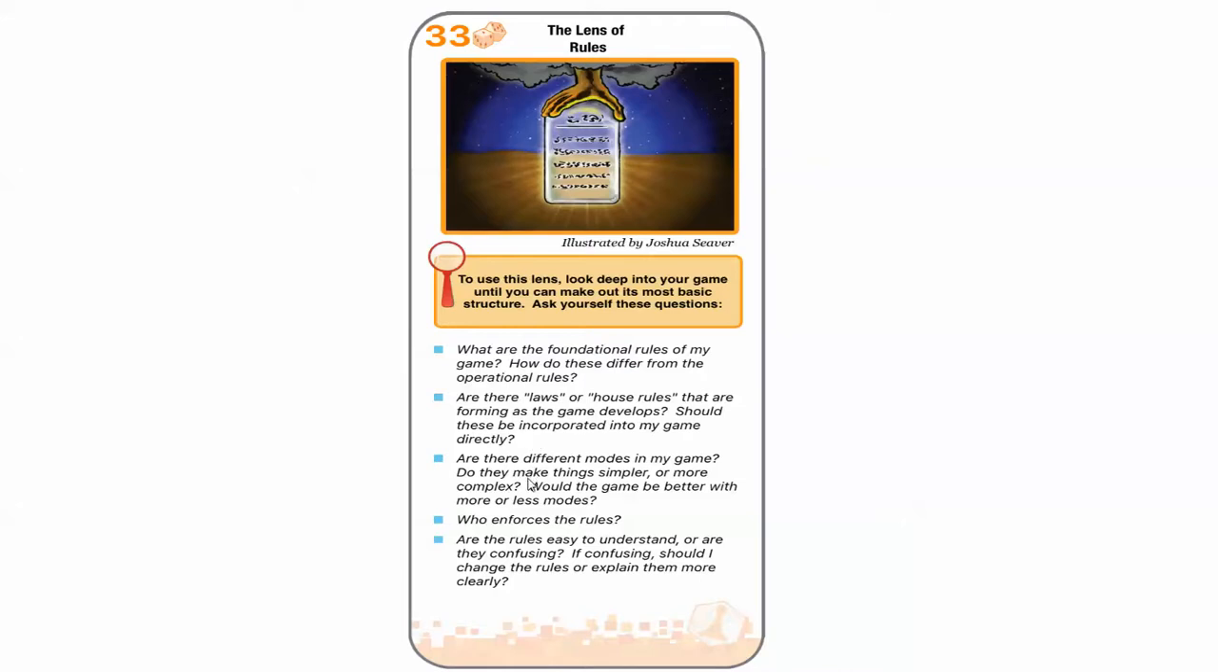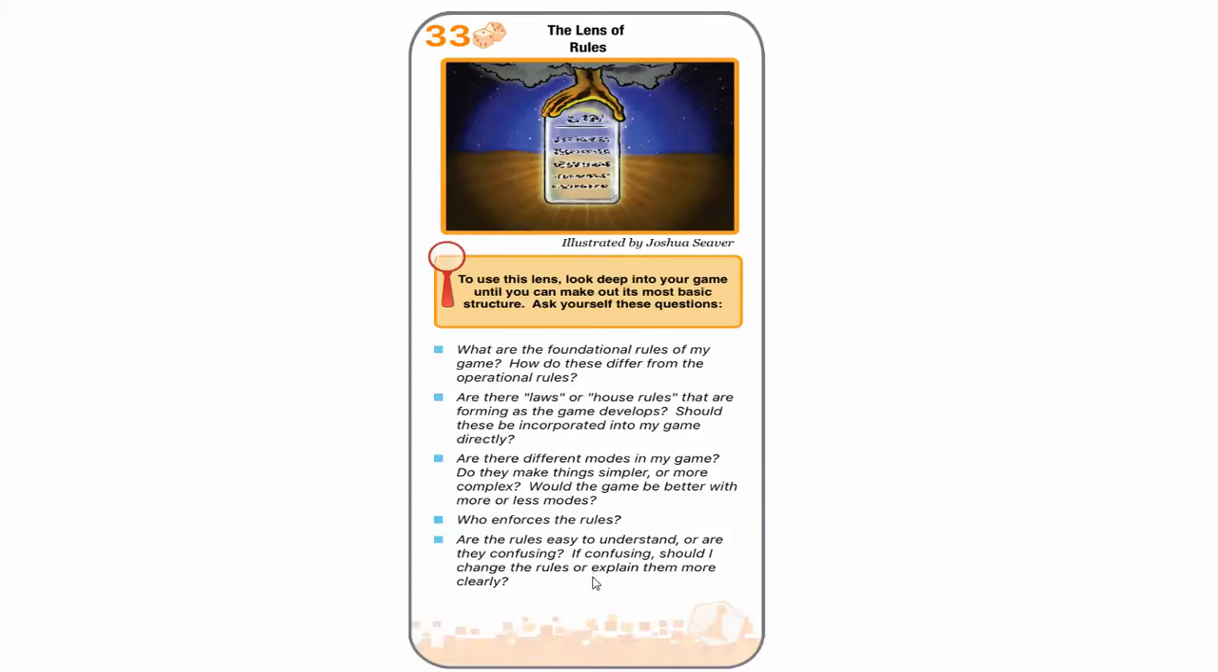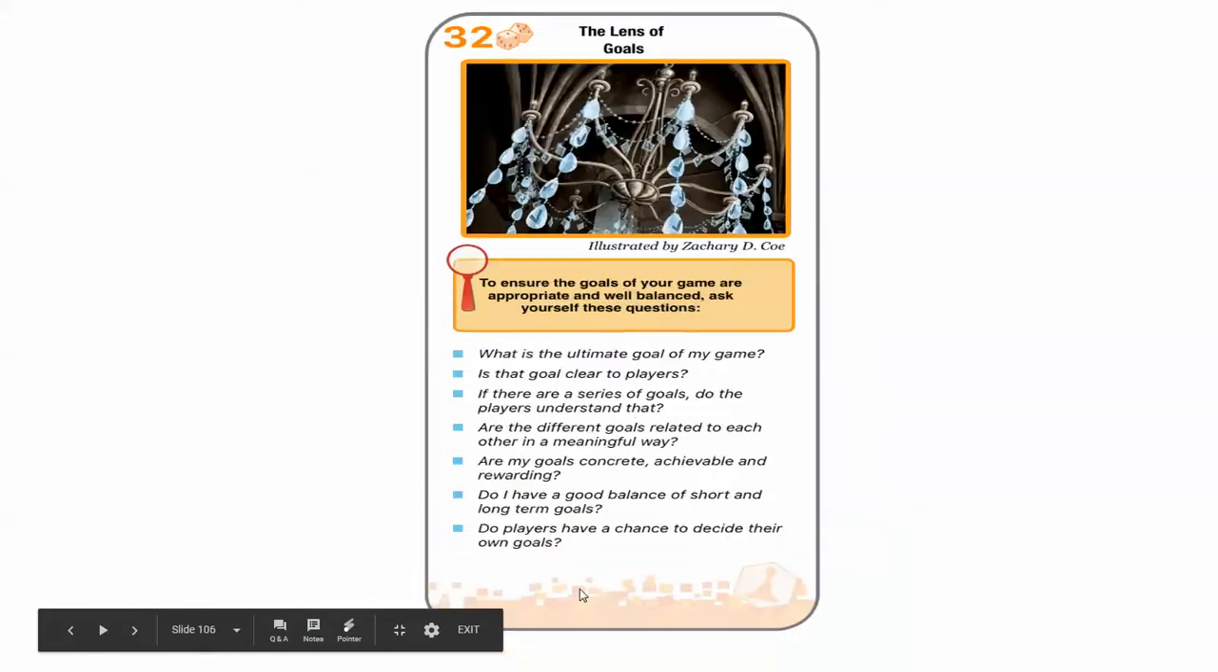Are there different modes in my game? Do they make things simpler or more complex? Would the game be better with more or less modes? And who enforces the rules? It's important that people know that nobody's cheating. Are the rules easy to understand, or are they confusing? If confusing, should I change the rules or explain them more clearly?